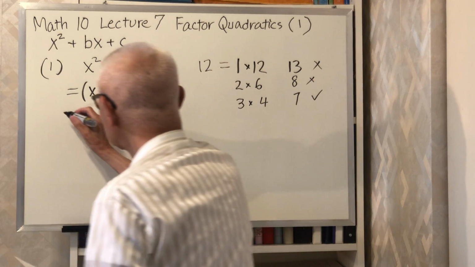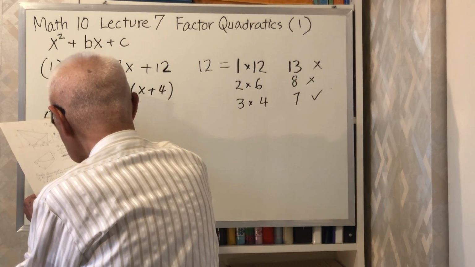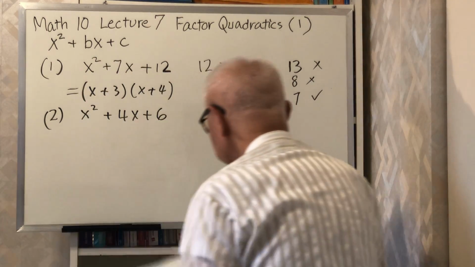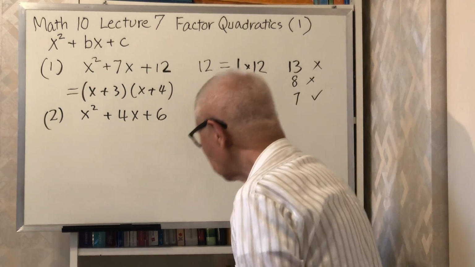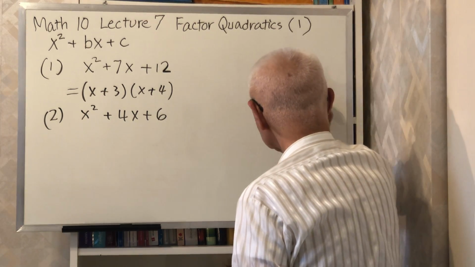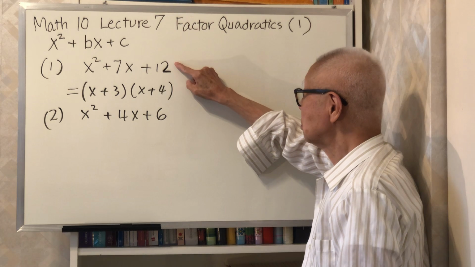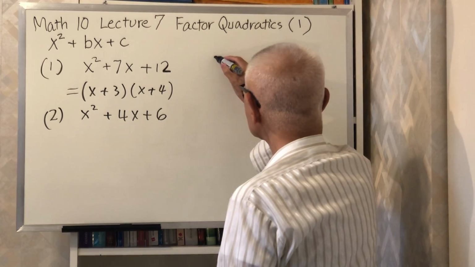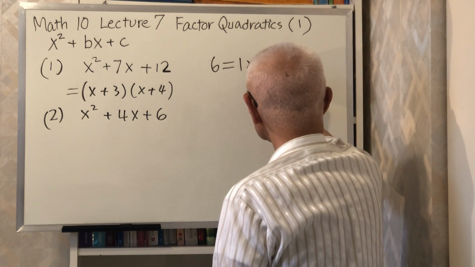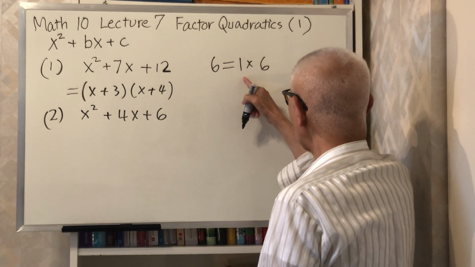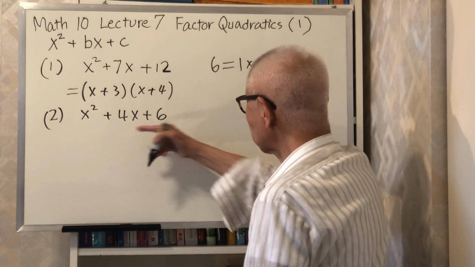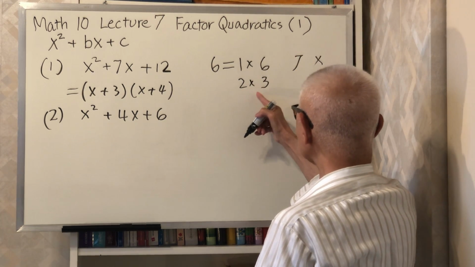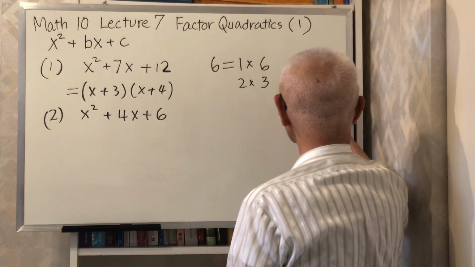One more example. This. Let me erase this. Just like example 1, I need to write down all the factors of 6. 6 is 1 times 6. This is a plus sign, so I need to add 1 and 6, which gives you 7. This is not 7, so not right. 6 is 2 times 3. I add 2 plus 3 is 5. But this is 4, so not right.